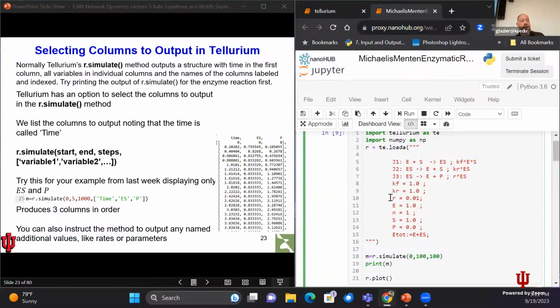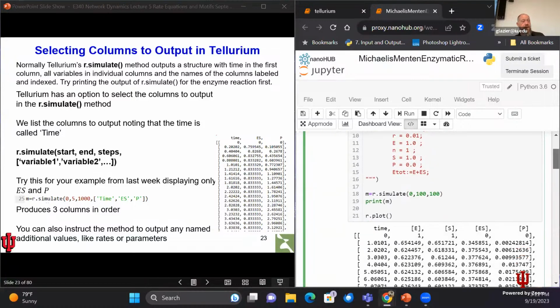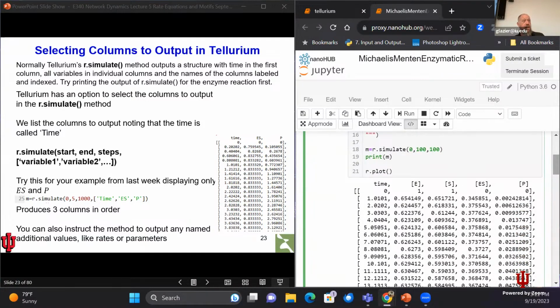And so antimony has a very simple syntax for doing this. In my simulate function, I can put a comma, and then I can put a Python list, so it's square brackets. And then I can tell it what variables or values I want it to output. And so now I can say, I want the first one to be time.